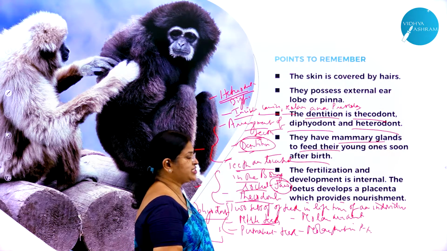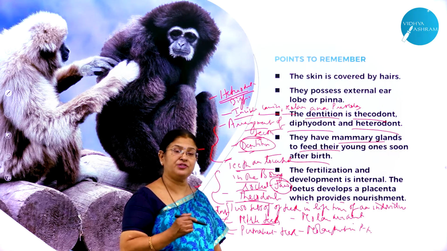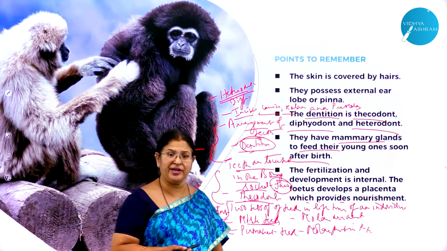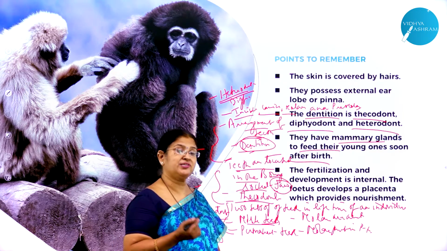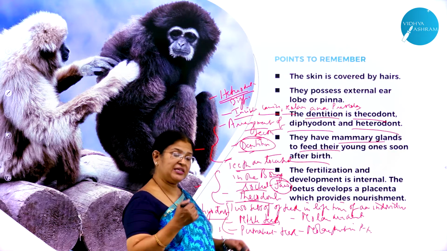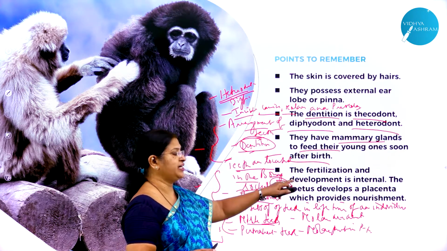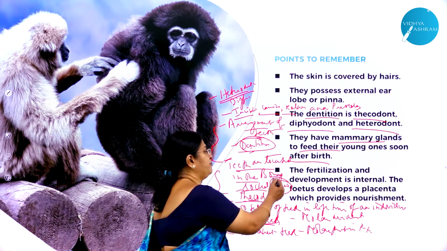Next, the fertilization and development is internal. The process of fertilization, fusion of the gametes, takes place inside the body, and very important, development is direct, not having any larval stage. Even the development of the embryo takes place inside the body. So the fertilization and development is internal, very important.